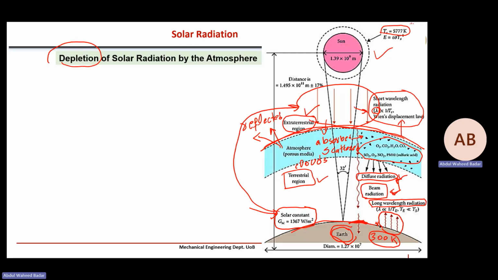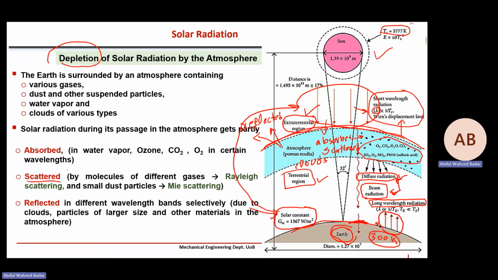Discussed this part, that is also explained here, which you can read by yourself. Scattered radiation, sometimes if it is scattered by molecules of different gases, is called Rayleigh scattering. And if it is scattered due to small dust particles, then it is called Mie scattering.